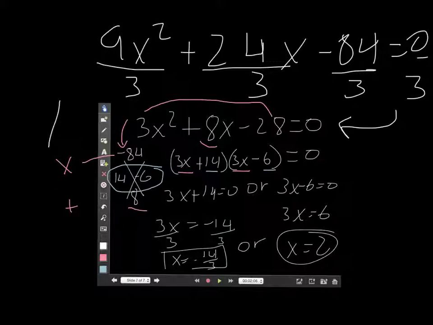Now I split this into two possible answers. 3x plus 14 equals 0, or 3x minus 6 equals 0. And then I solve both sides. Here I get x equals, on the left side, x equals negative 14 over 3. And on the right side, I add 6 and divide by 3.